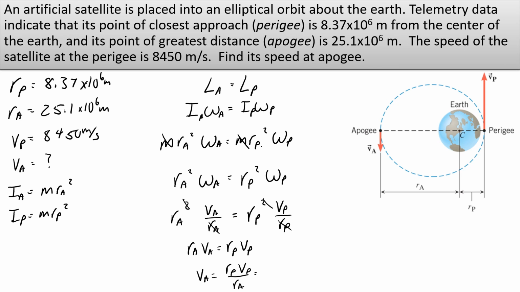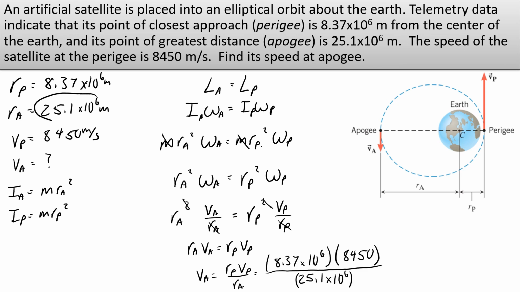Carefully plug in your numbers, making sure that RA is on the bottom, and you get 2,820 meters per second. I rounded, I used significant figures. Really, when you plug it in your calculator, you get 2,817.79, but we'll round it to 2,820.